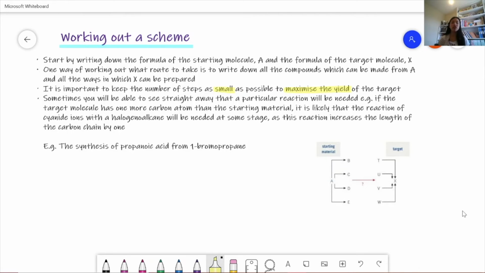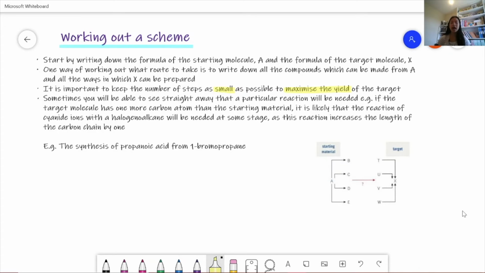Sometimes you'll be able to see straight away that a particular reaction will be needed. So for example, if the target molecule has one more carbon atom than the starting material, then it's really likely that the reaction of cyanide ions with a haloalkane will be needed at some stage, as this is the only reaction we have where we can increase the length of the carbon chain by 1. So the example we're going to look at is the synthesis of propanoic acid from 1-bromopropane.